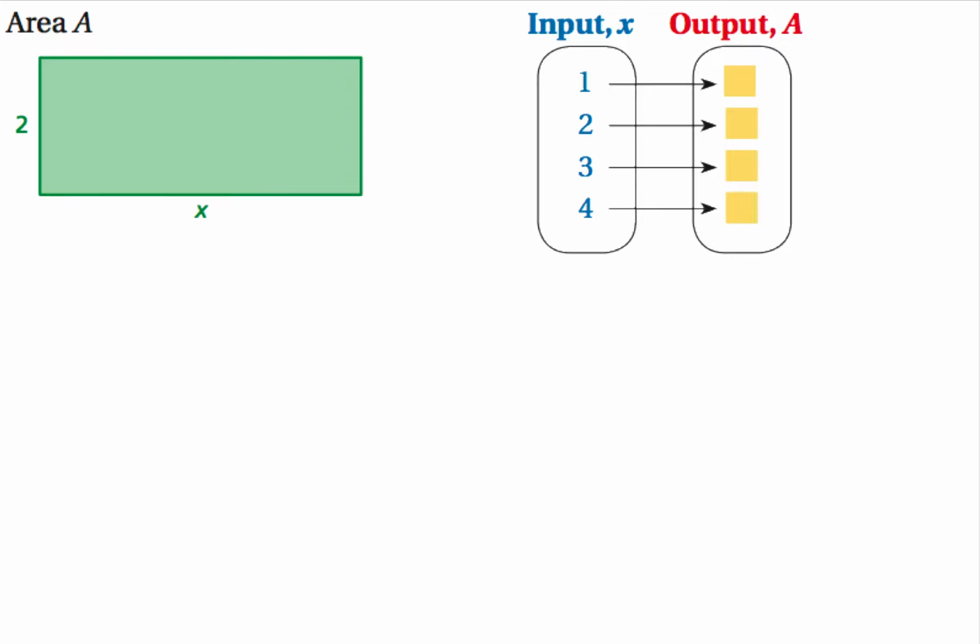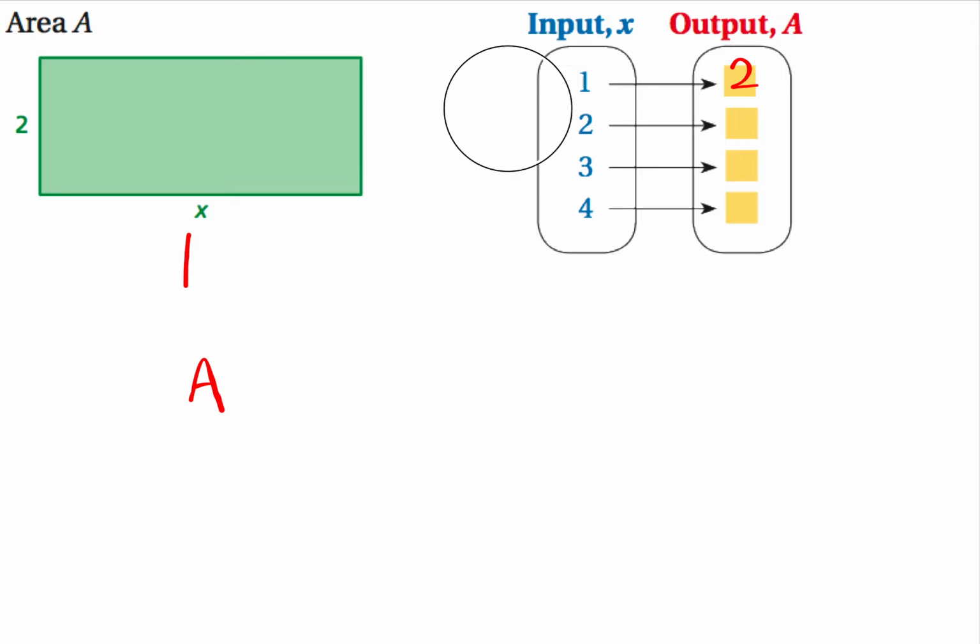Here we have a green rectangle. It's got a height of 2 and a base of x. I've got a selection of inputs we're going to pick from, and our output will be the area. When we select the input of 1, that's going to make x equal 1. The area is going to be base times height, 1 times 2, which will give us an output of 2.